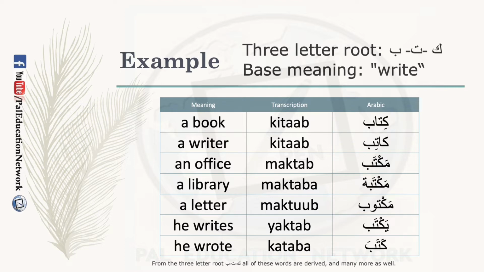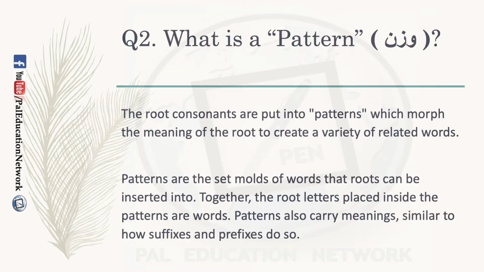So you see it's like a book or somebody who is writing a book or a place where a book is placed or something which is written or somebody is writing. So all that meaning is built together. Now what is a pattern? One is the root and the other thing is the wazn.